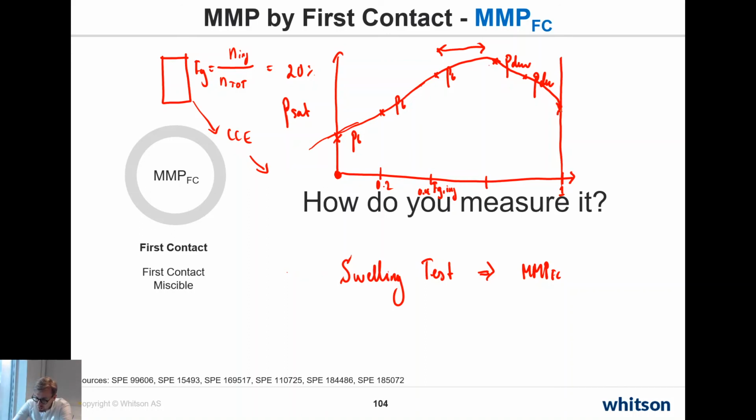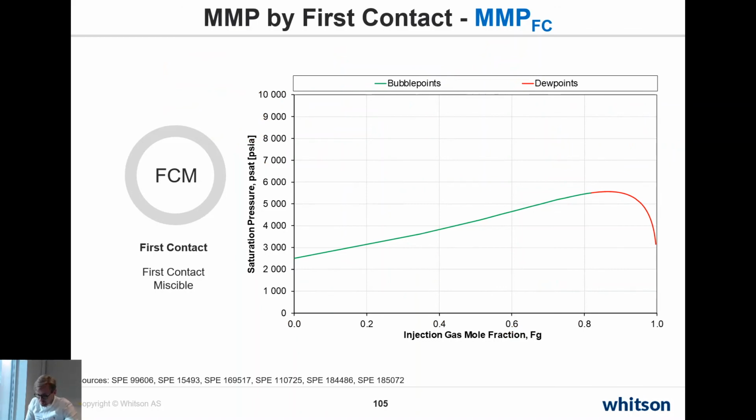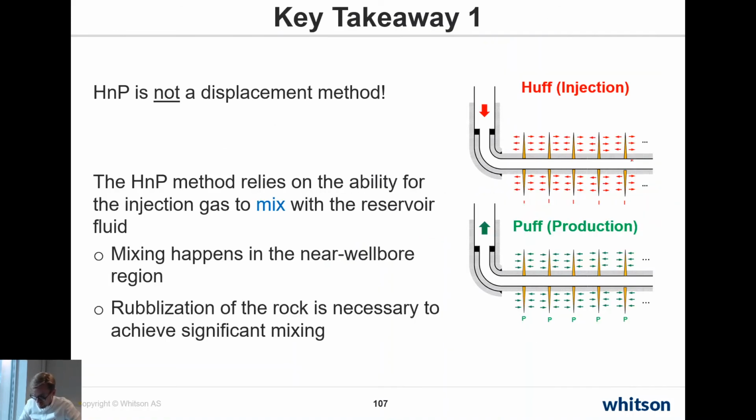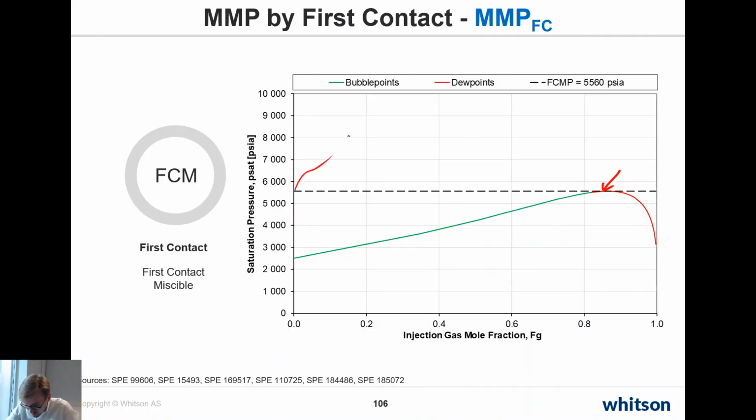The point over here should be the dew point of your injection gas at reservoir temperature. So that's how they measure that. And the first contact miscibility pressure is just the tangent or the highest pressure on this particular curve. So whatever this pressure is, that is the MMP. This is around 5,500 psi right here.